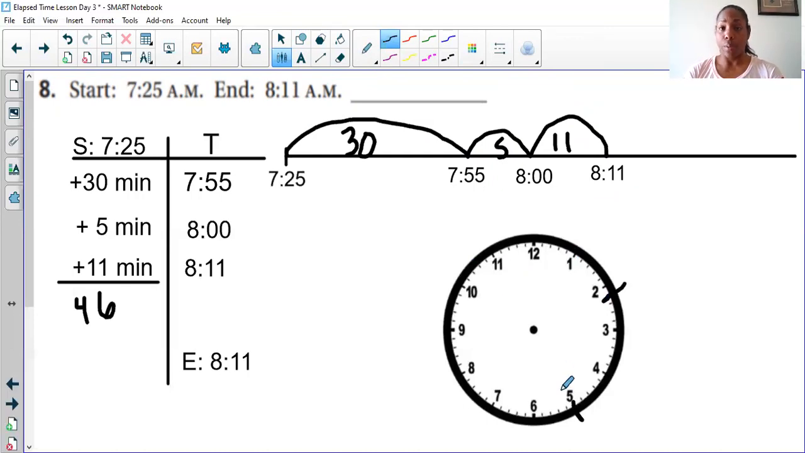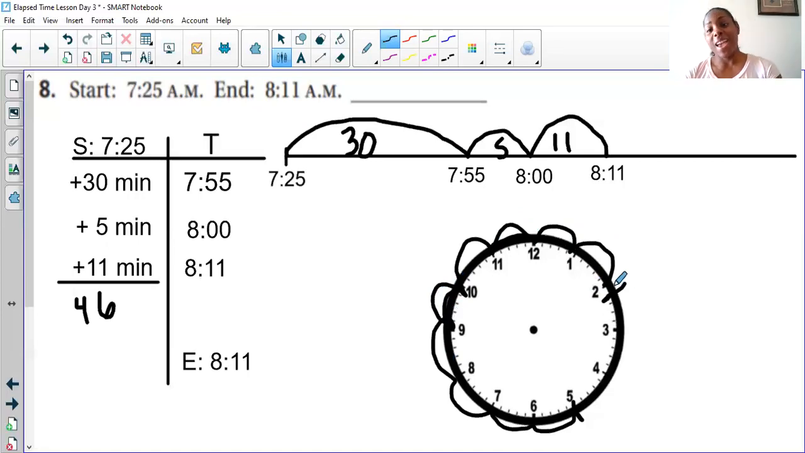So remember, we're going to count by fives first. So 5, 10, 15, 20, 25, 30, 35, 40, 45. That should be a hump right there. 45 should be a hump right there as well. And then I just need to make a 1-minute jump to 46. And there you have it, 46 minutes.